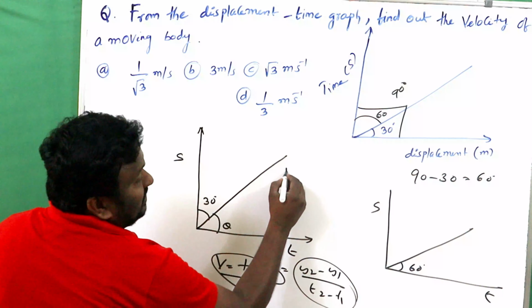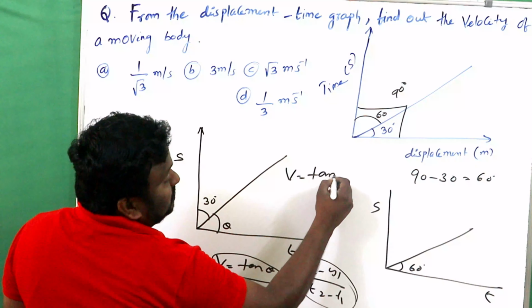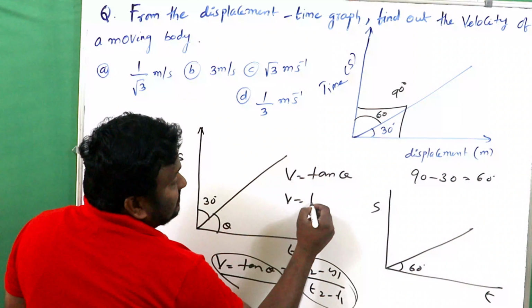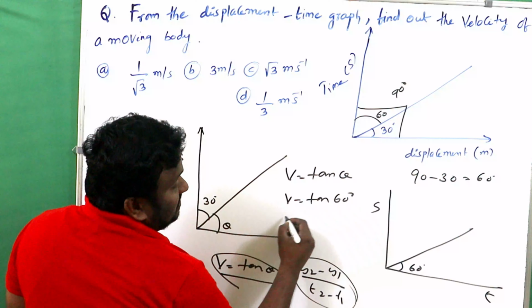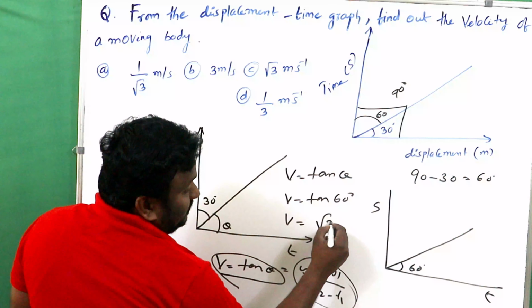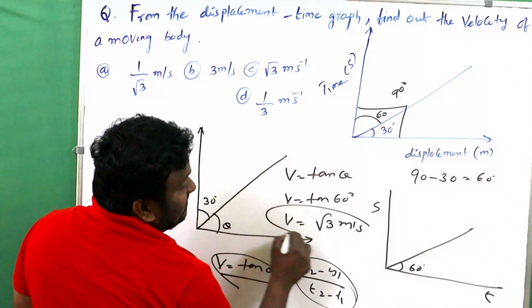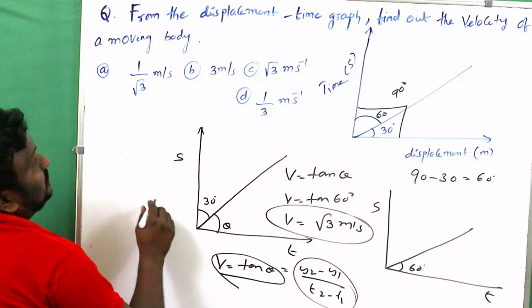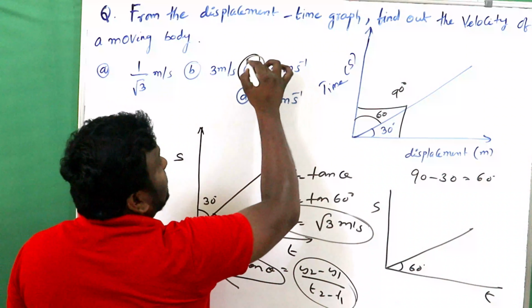So obviously the formula is here. V is equal to tan theta, and V is equal to tan 60. Tan 60 is root 3. So root 3 meter per second. So that's why among the 4 options, the third option is the correct one.